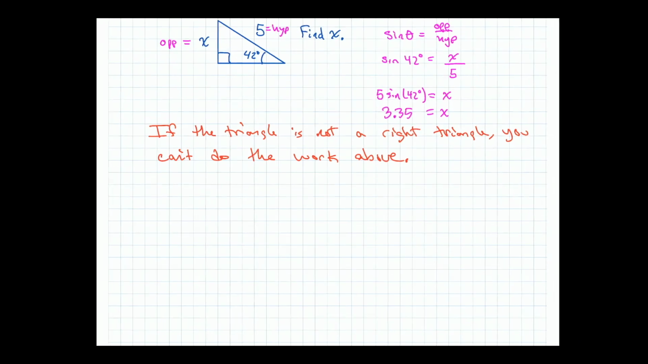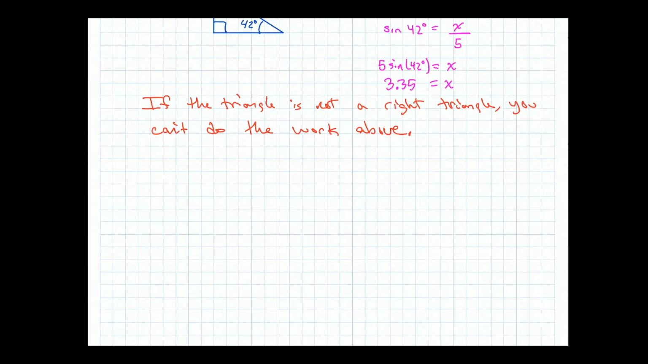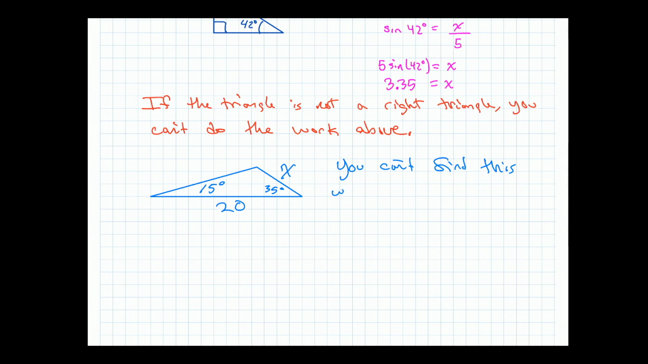So if I give you a problem like this, where I say this is 20, and I say this angle is 15, and I say this angle is 35, and then I put x here, you can't find that with what we know now. You can't find this without what we're about to do, which is the law of sines.